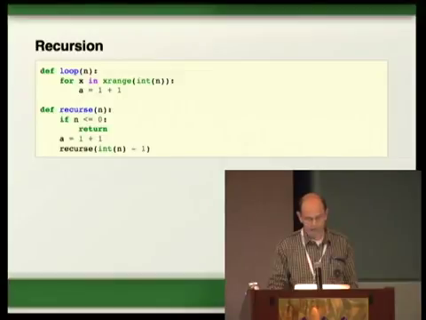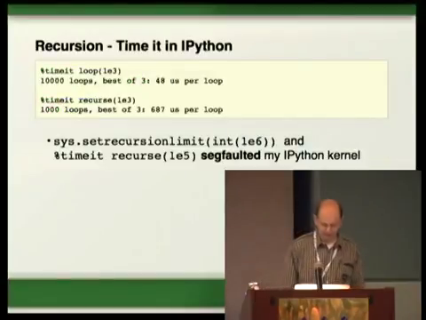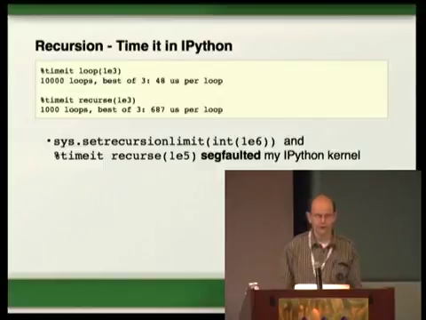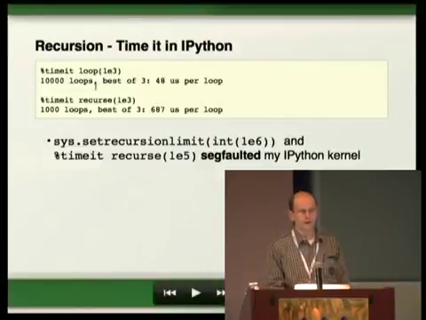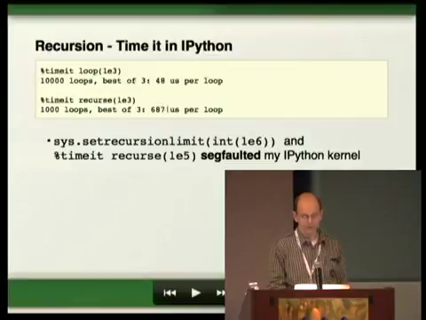Python has a recursion limit of 1,000. You can increase it, and that's what I did. I checked how long it runs with 1,000. You see, and if I run it with a loop version, it takes 48 microseconds here, and here it takes more than 10 times as long, factor 10. And then I try to bump up the recursion limit to 1,000,000, and this is a stack fault on me.